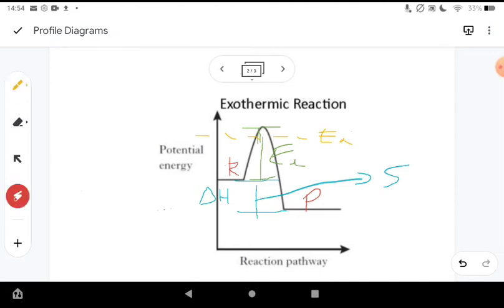At A level, you must do it like this, okay? EA from the reactant to the top. And that's the energy required to make the reaction actually happen.